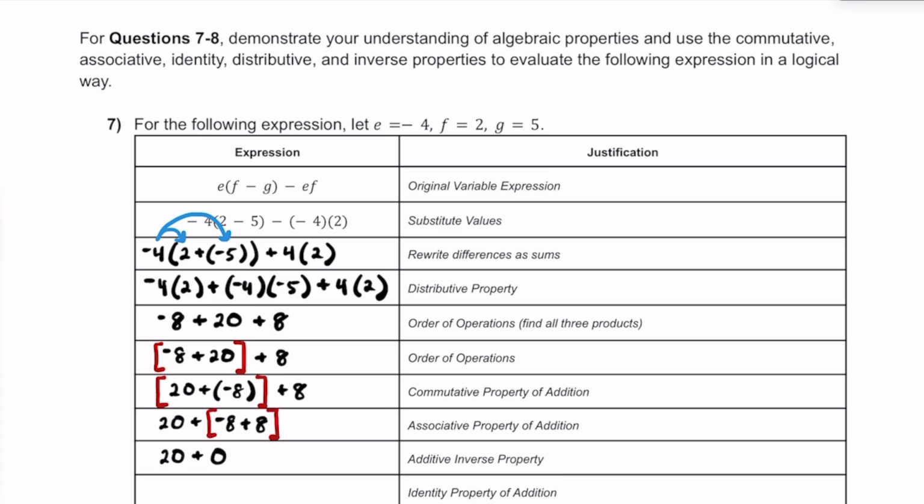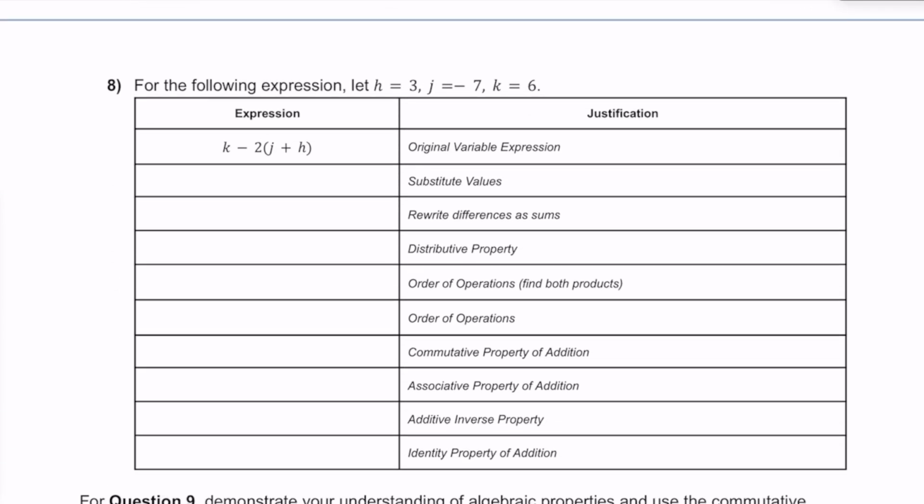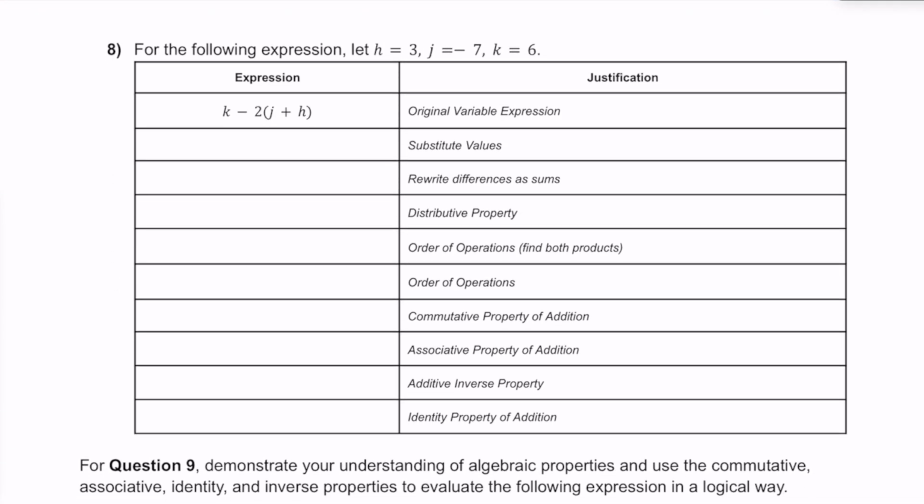And then 20 plus 0, if we apply the identity property of addition, 20 plus nothing is still going to be 20. So this would be the most simplified expression. And I think we've used all the properties we were supposed to use. All right, let's try another problem here. This time for number 8, we're going to try another one here.